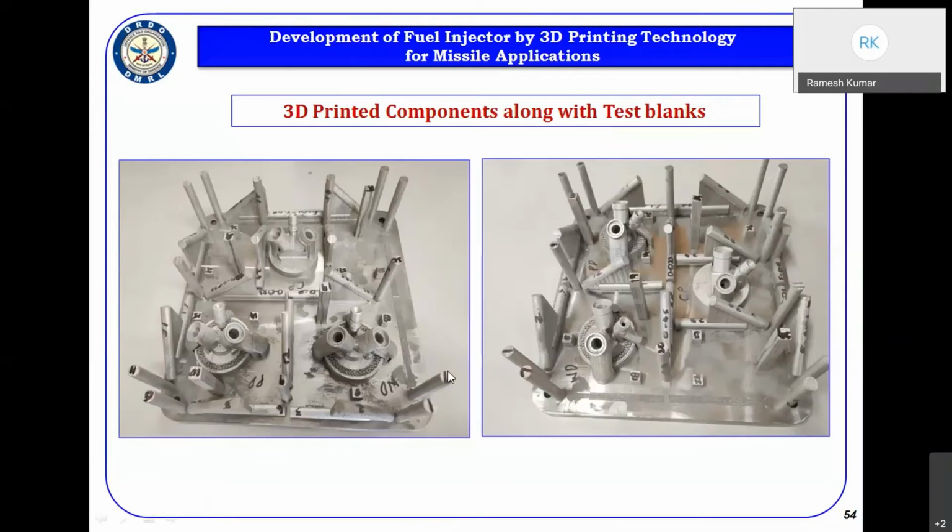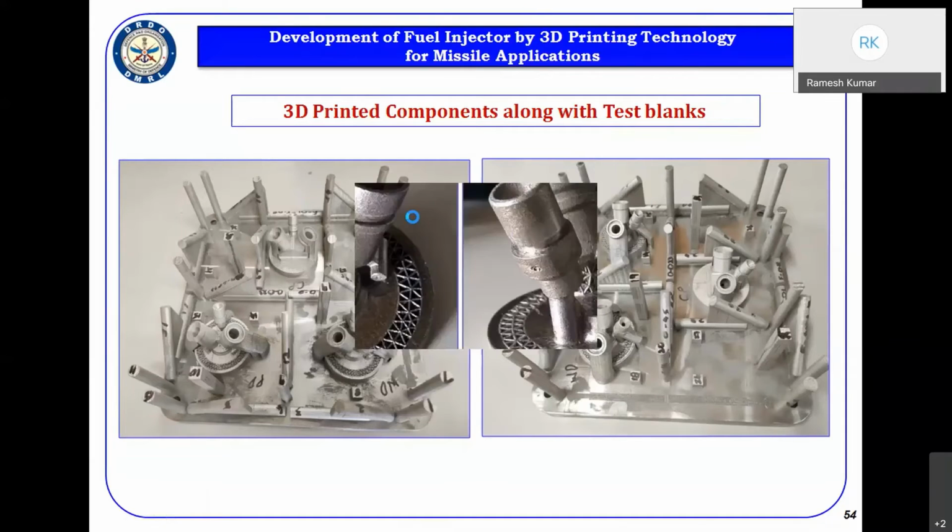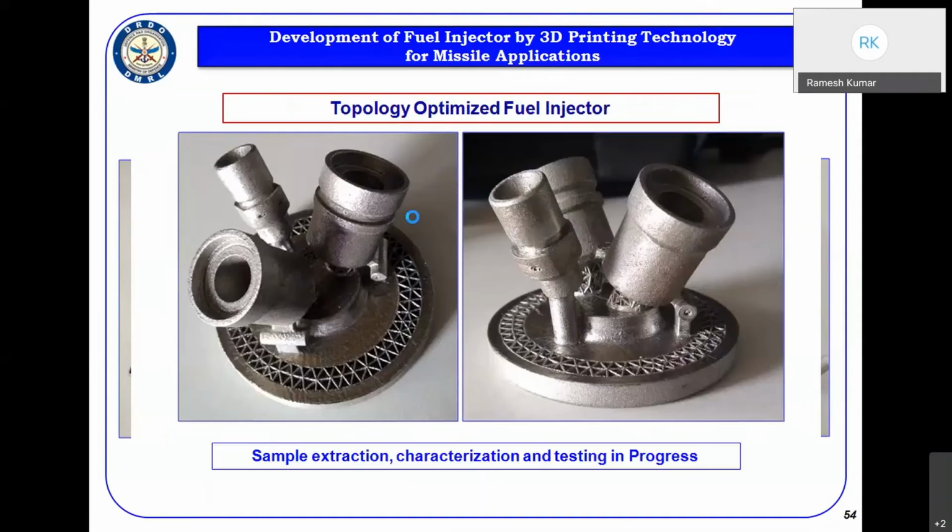And after cutting the plate, these are the two topology optimized fuel injectors. These are two views, and further activities are going on with these components: sample extraction, characterization, and testing. So this is the second level of development of this component, the 3D printing of the fuel injector using the powder bed fusion technology.